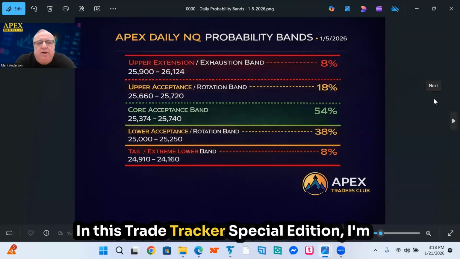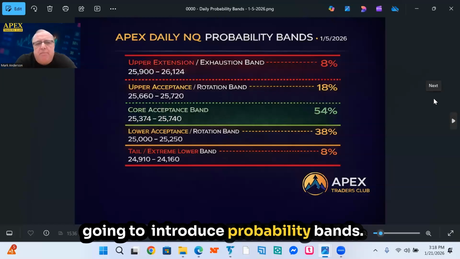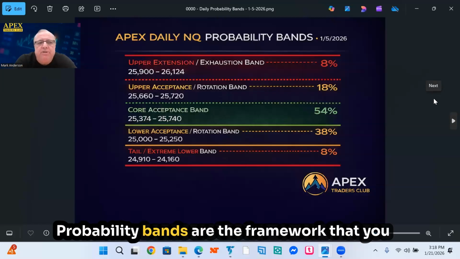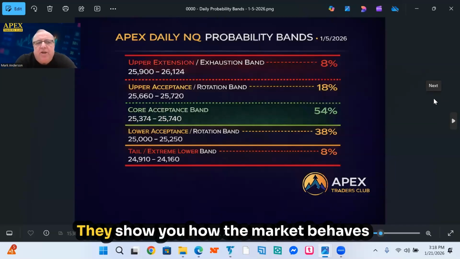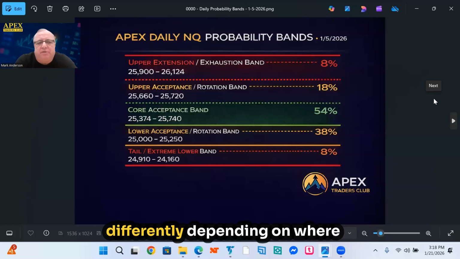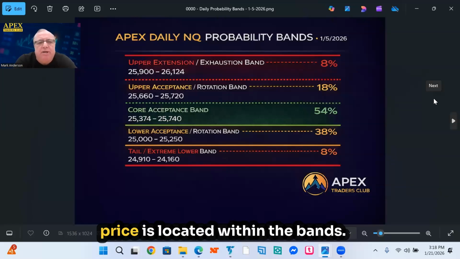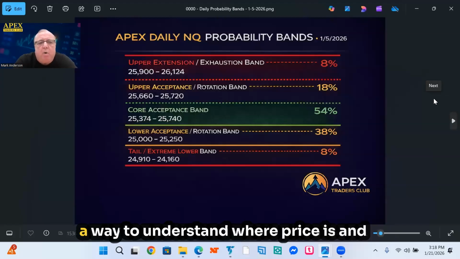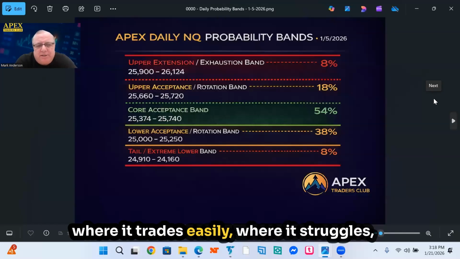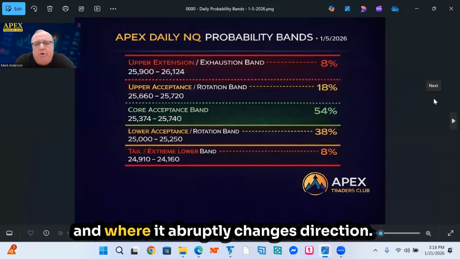In this Trade Tracker Special Edition, I'm going to introduce probability bands. Probability bands are the framework that you need to be aware of before placing any trades. They show you how the market behaves differently depending on where price is located within the bands. Think of this as a map of probability behavior, a way to understand where price trades easily, where it struggles, and where it abruptly changes direction.